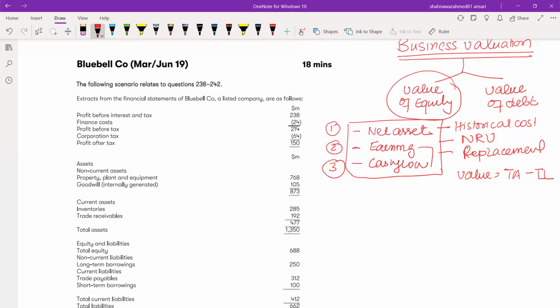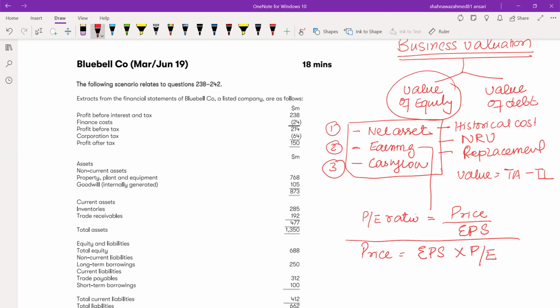While in case of earning based valuation, we have one method called PE ratio based valuation. We will use the formula for the value of the business: the PE is basically the price over EPS. So in order to calculate share price, let's rearrange this: EPS multiplied by price to earning ratio.